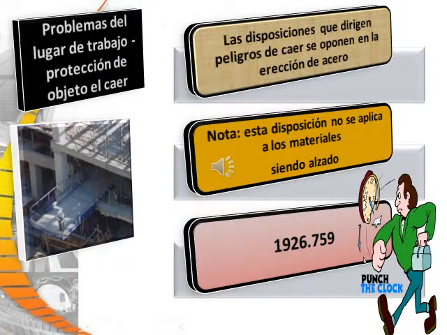The Falling Object Protection section has provisions that address the hazards of falling objects in steel erection. Please note this provision does not apply to materials being hoisted, as covered under .759.